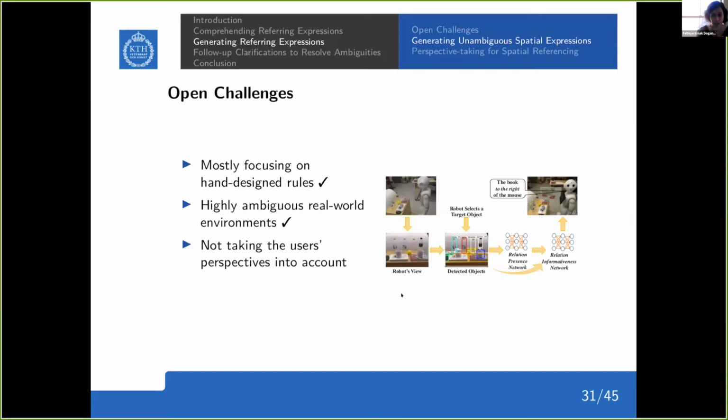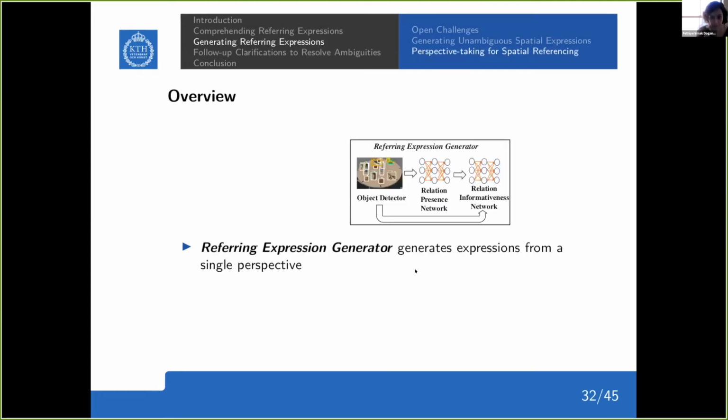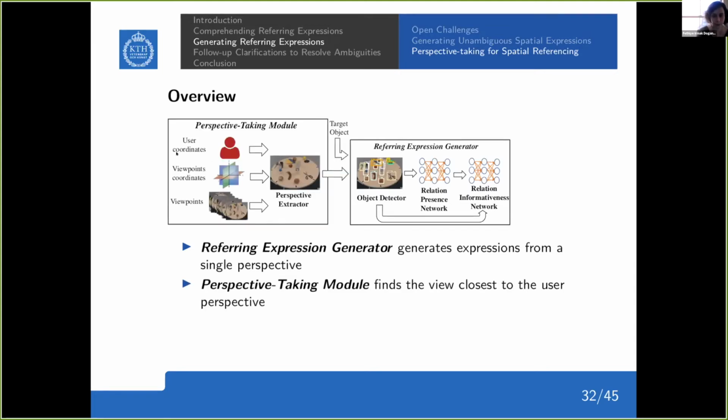So in this work, we aimed to propose a learning-based method to describe objects spatially, but we still weren't taking the user's perspective into account while generating these expressions. We were generating the expressions from a single scene. So to address the third challenge, we extended this work with a perspective-taking module. This part, I just described how we generate spatial relations from a single perspective. And it's extended with a perspective-taking module to describe objects from the user's perspective.